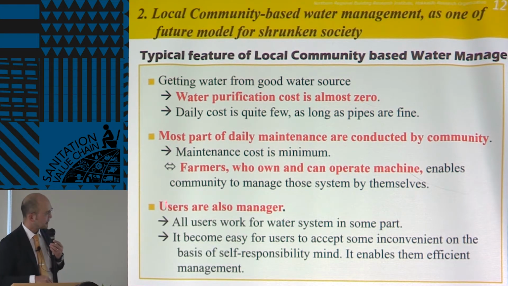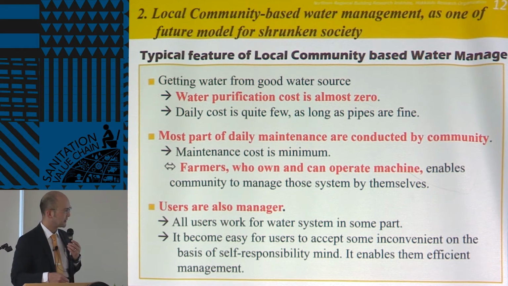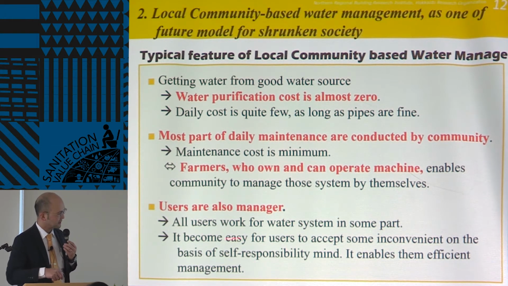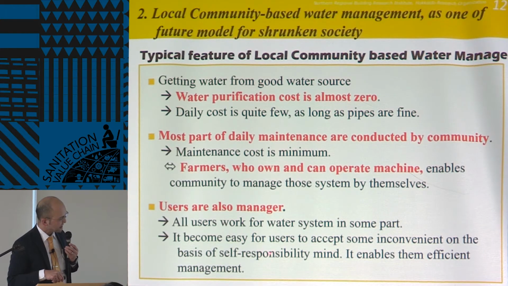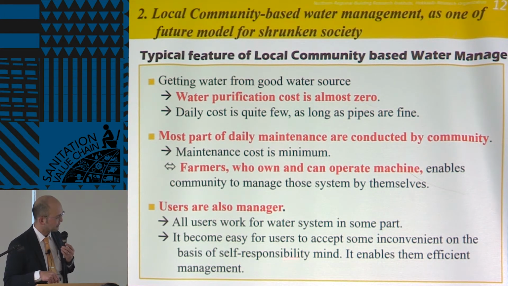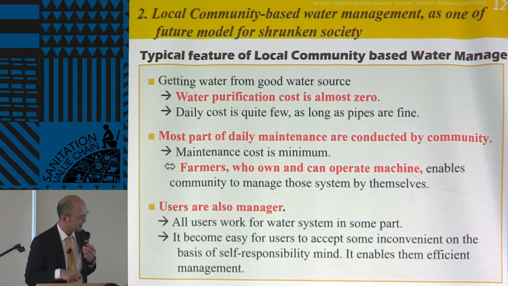And the third point is that the users are also managers. It means all users work for the water system in some part. For example, once a year, they clean up the water source. So all community members join the cleaning activity. And also, the people who fix the water system are also users. So it becomes easy for users to accept some inconvenience on the basis of a self-responsibility mind. So it enables them efficient management.